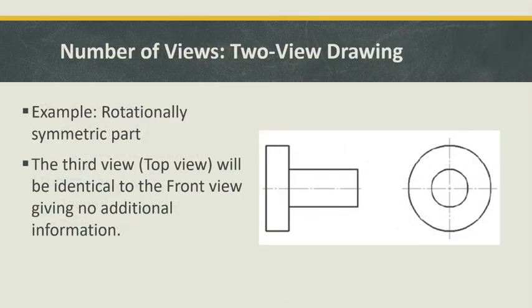Some objects need only 2 views. In this example, the top view of the object will be the same as the front view, and no additional information is added by the top view. The shape of the object is described fully without ambiguity with only 2 views in this example.